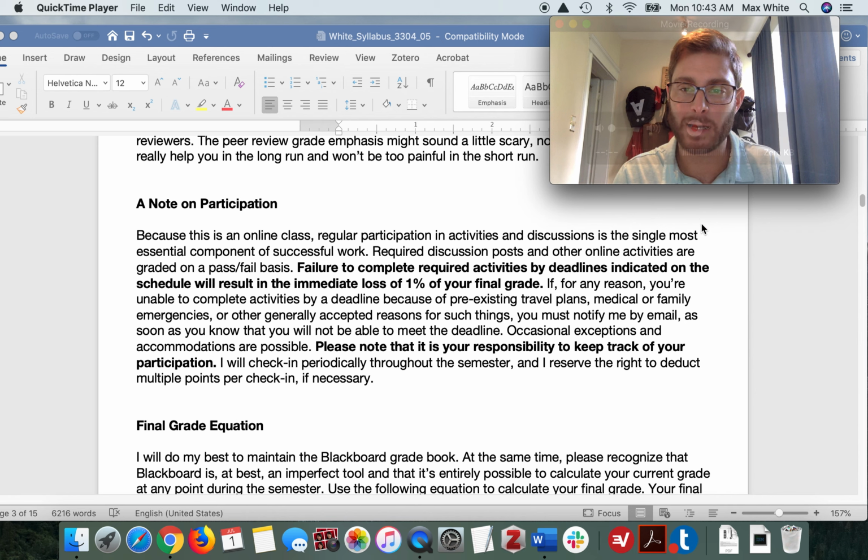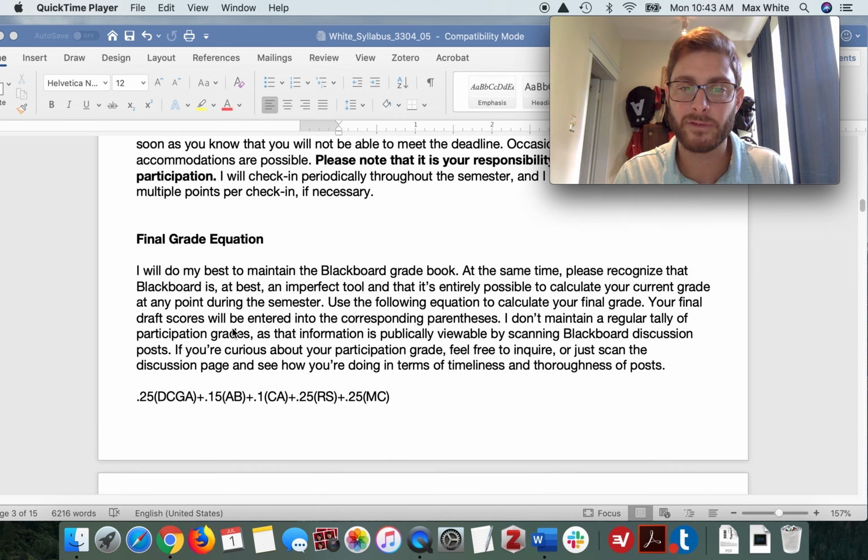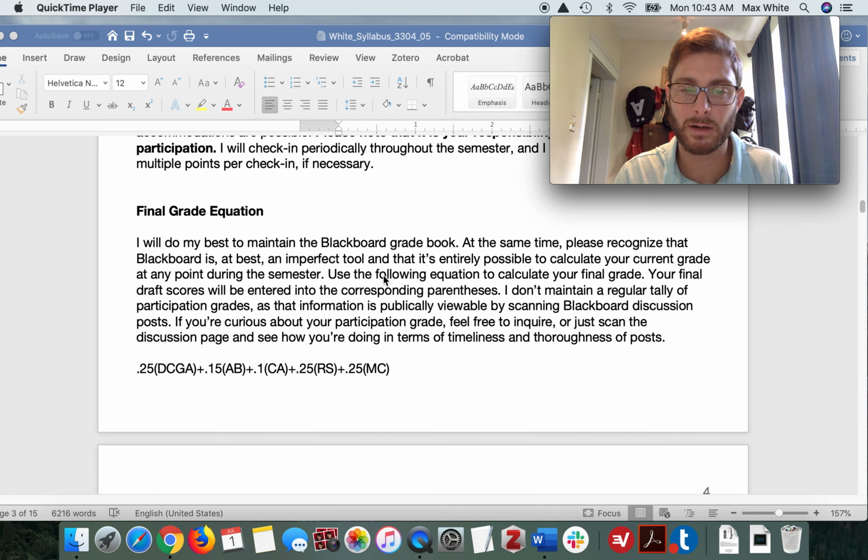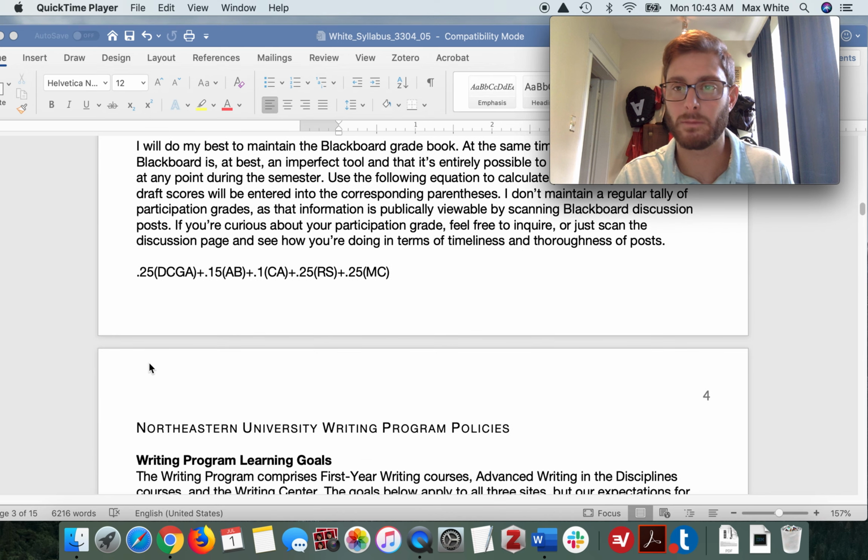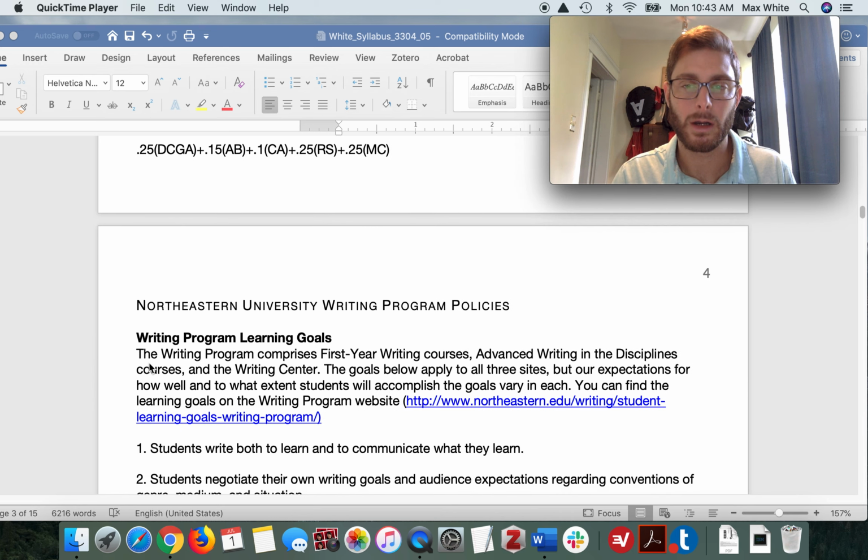So read this policy, okay? Read this policy. It really matters. Beyond that, I have your final grade equation here. It's pretty easy. Remember, the peer review grade is built into the module grades. It's pretty easy to figure out.